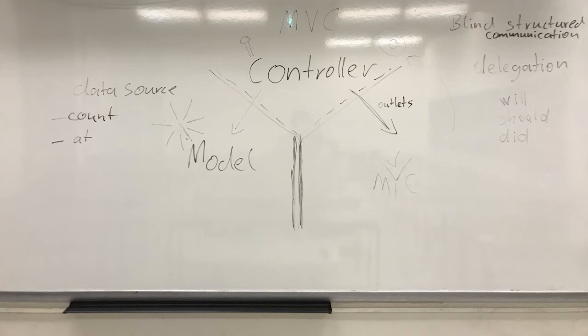It would have all the tweets, and the controller needs some way of asking for what to display. It probably doesn't want to display all of the tweets that have ever been tweeted. That would be a lot of tweets to display. It probably wouldn't fit on your phone. So there has to be some structured way for the controller to ask something of the model. So this is a data source.